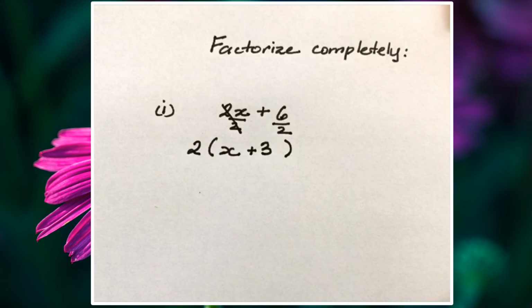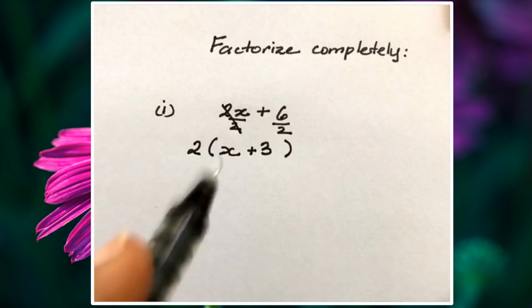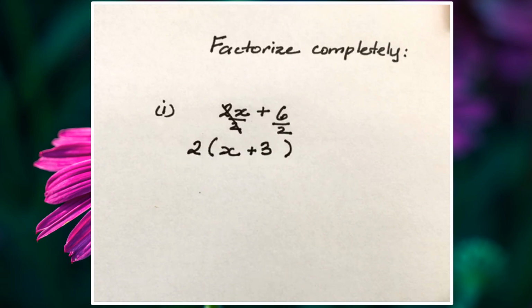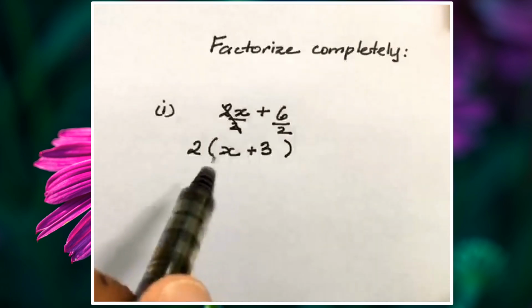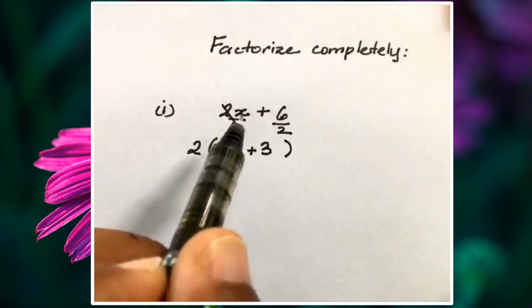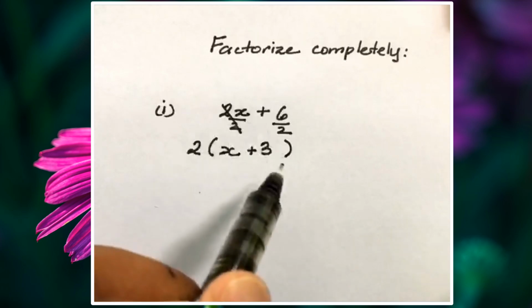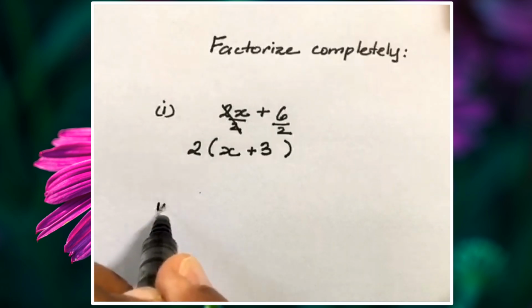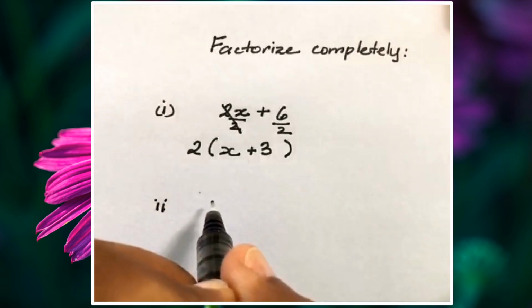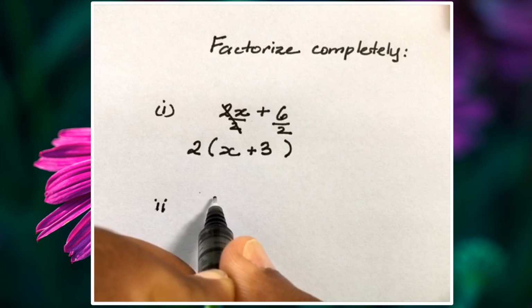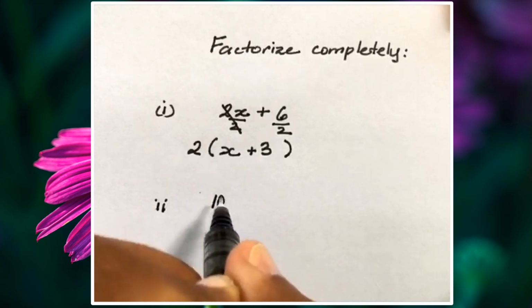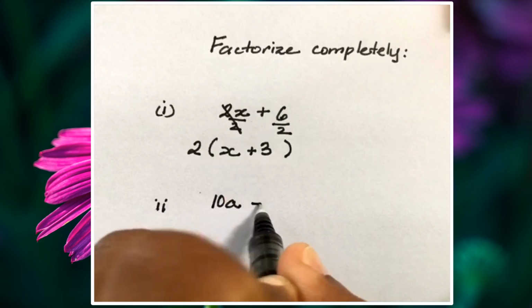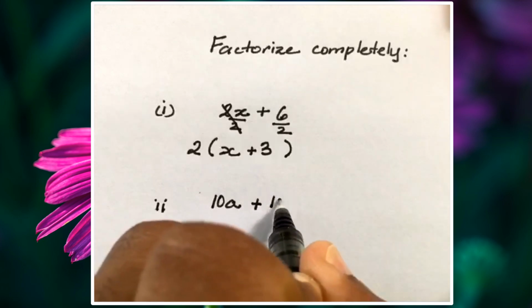So when I rewrite 2x plus 6 by factorizing it, I will end up with 2 bracket x plus 3 close bracket. And if I want to check that it's correct, I could multiply the brackets out to see if I get the original expression. So 2 times x will give us 2x, and 2 times 3 will give us 6. Easy, isn't it? Let's see if we can do another example with numbers. So I'm going to put, let's say, 10a plus 15.